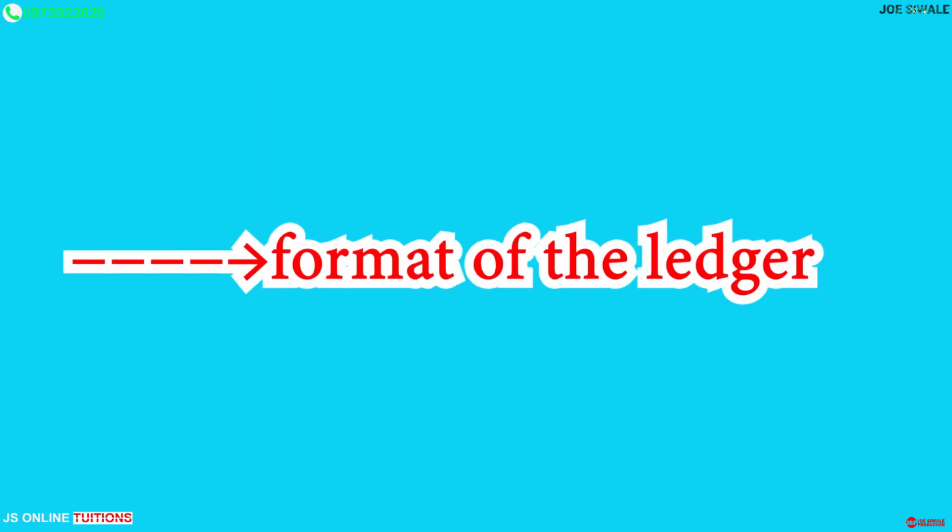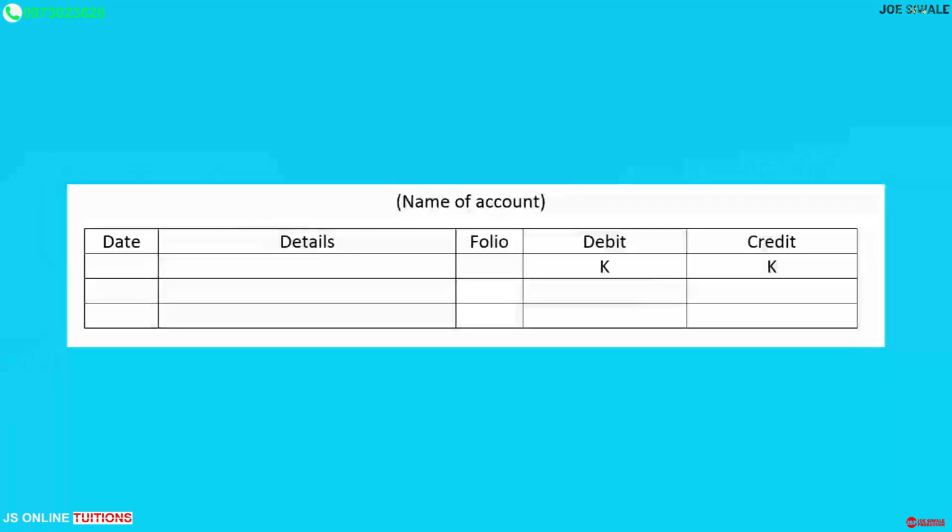Let us now look at the formatting of the ledger. So we have the name of the account, then in the first column we have date, in the second column we have details, in the third column we have folio, then we have the debit and the credit.